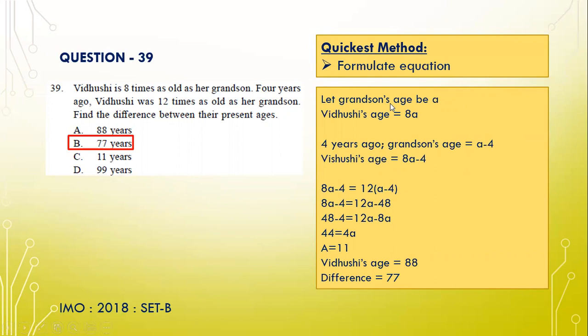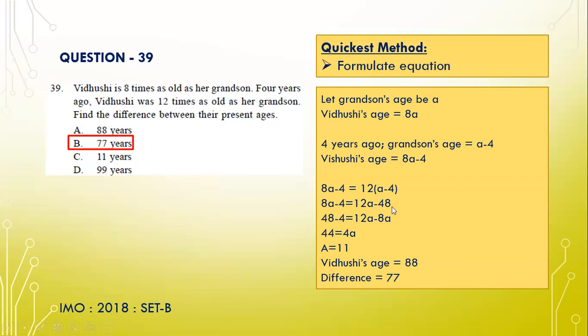So let the grandson's age be A. So what is Vidushi's age? She is 8 times as old as her grandson's. 8A. 4 years ago, what will be the grandson's age? A minus 4. And Vidushi's age will be 8A minus 4. And 4 years ago, Vidushi was 12 times as old as her grandson. So 8A minus 4 is 12 times A minus 4. 8A minus 4 is equal to 12A minus 12 4 is 48 minus 48.